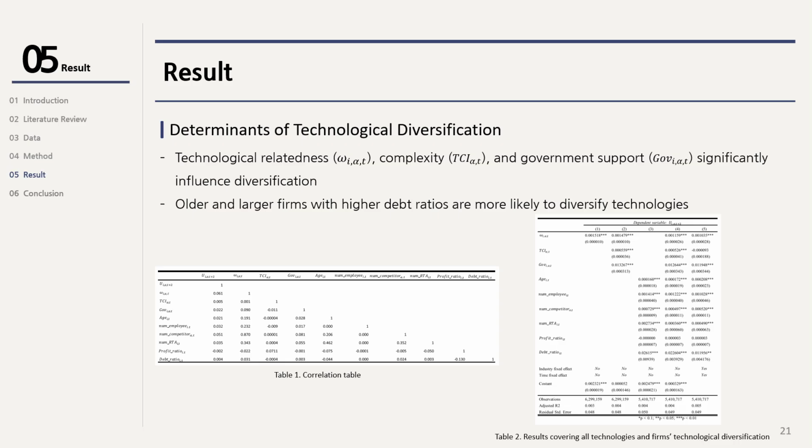Table 2 represents the regression results. Technological relatedness has a highly significant positive coefficient across all models, showing that firms with higher relatedness are more likely to diversify, suggesting that alignment with existing technologies reduces barriers to entry. Technological complexity is smaller and sometimes negative, indicating that higher complexity makes diversification more difficult. Government support exhibits a strong positive impact, especially for firms with low relatedness.